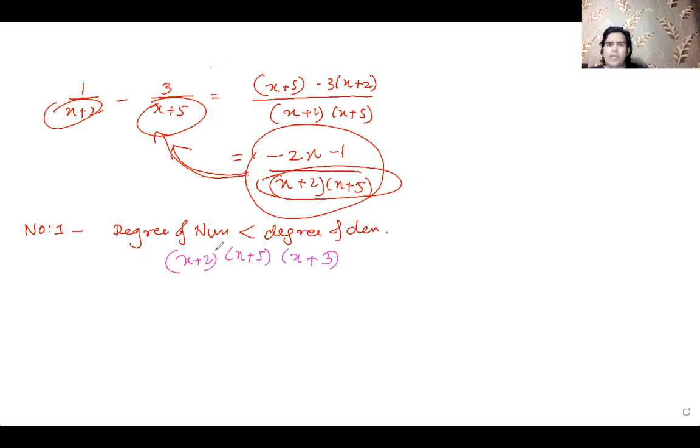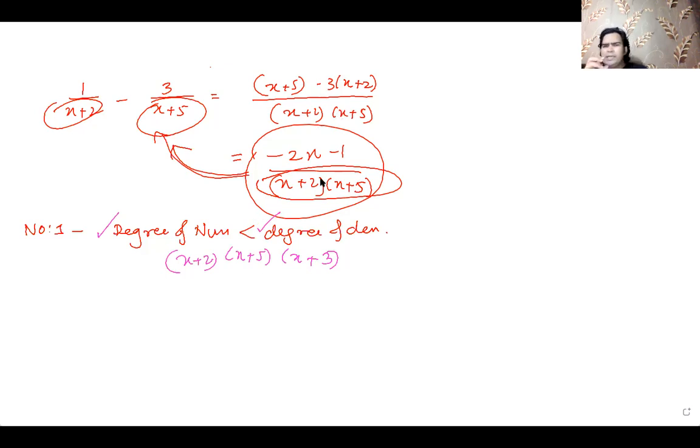But if I put a square, it means x plus 2 has been repeated twice. That is called a repeated factor. So the rule I'm explaining for expressing a fraction into its partial fractions is applicable when the degree of the numerator is less than the degree of the denominator, and you have individual or distinct factors in the denominator.